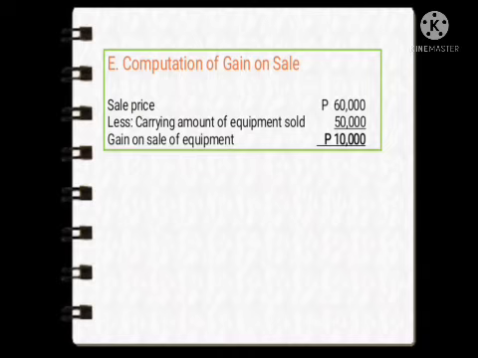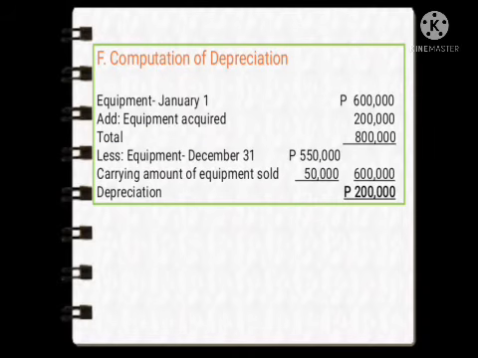So let's also compute for depreciation of the equipment. The amount of equipment at the beginning of the year is 600,000. Add the equipment acquired, which is 200,000, with a total of 800,000, less the equipment at the end of the year, which is 550,000, and the carrying amount of equipment sold, 50,000. So 800,000 minus 600,000 is equal to the total depreciation of 200,000.